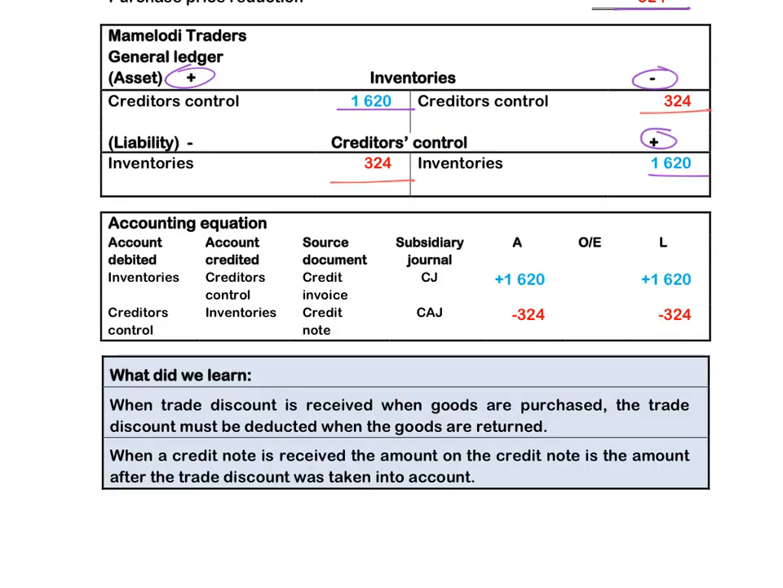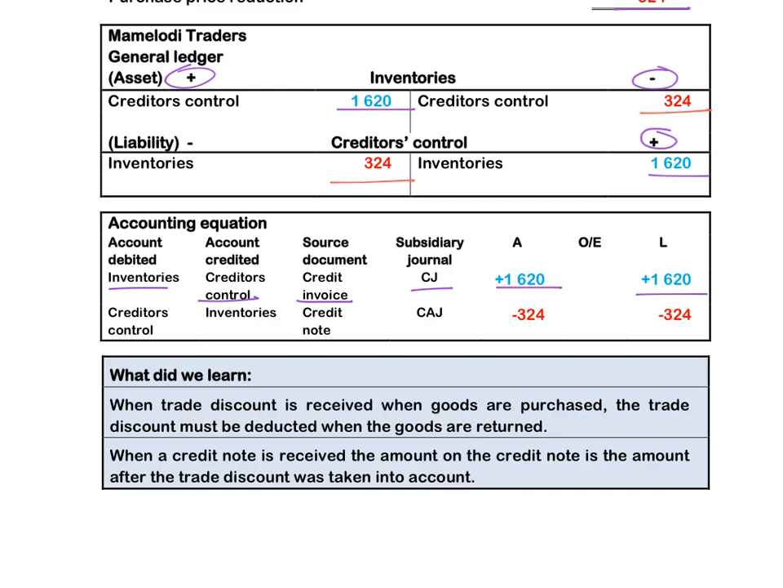In the accounting equation, when we buy the goods, we will indicate that the inventory asset increases on the debit side. So assets will increase with the price after the trade discount was deducted. The account credited will be creditors' control because we owe money to them. The liabilities will increase. When we buy goods on credit, we will receive a credit invoice and we will record it in the creditor's journal.